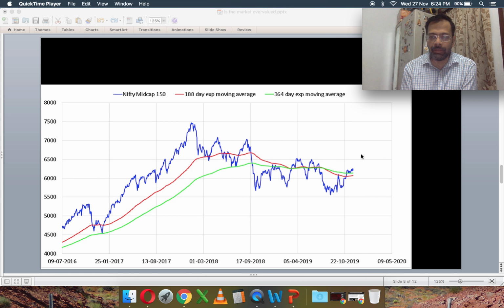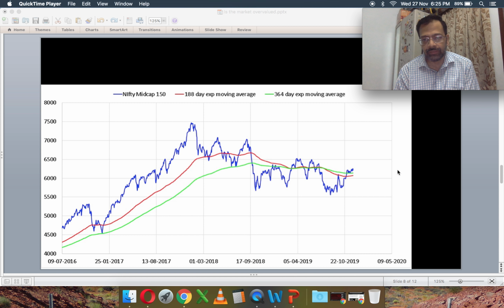It's easy to comment. Moving over to the mid cap, Nifty Midcap 150. Notice that the 6-month average, which is the red line, is below the 12-month average, and the price is also more or less close to both these averages. So which means that there is a lot of space for things to go up. It's not overvalued in terms of price alone.